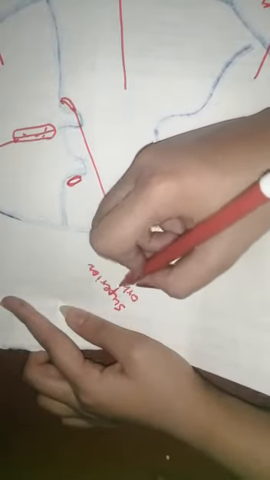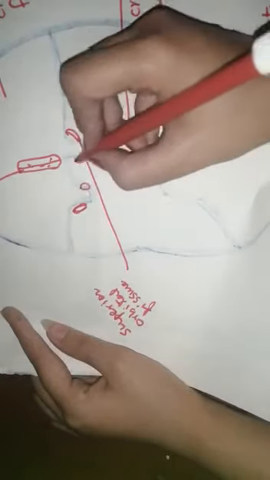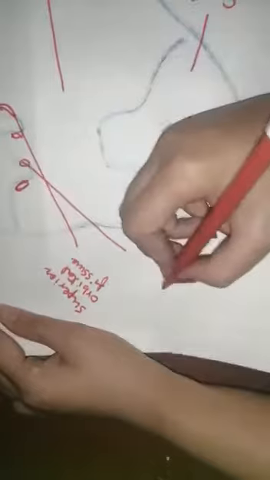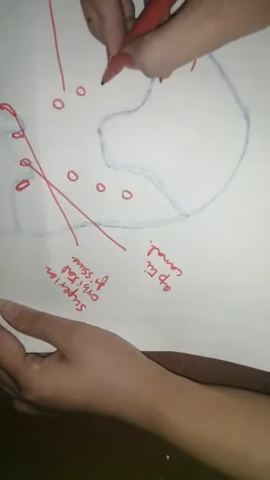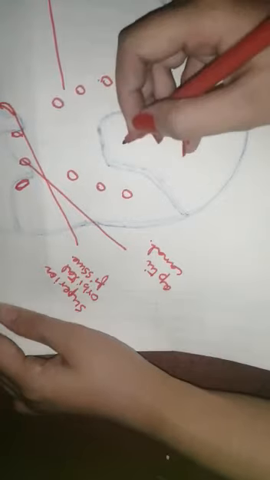superior orbital fissure, we have optic canal, we have three foramens on both sides. This is foramen rotundum.